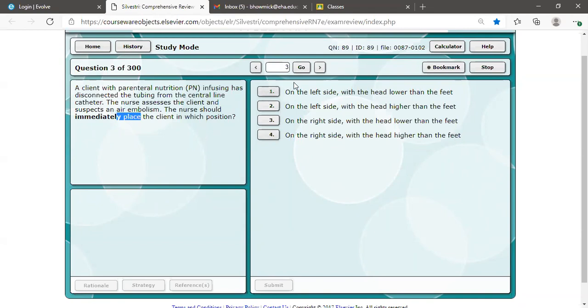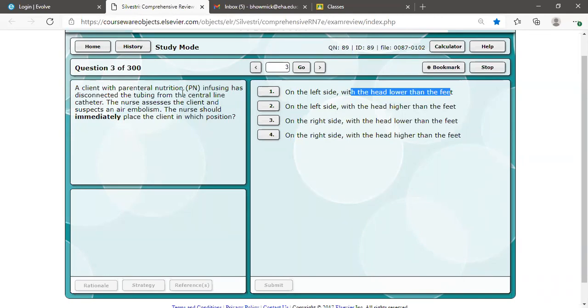So there are four options. On the left side with head lower than the feet. So you see, head lower than the feet, and this is called the Trendelenburg position. Feet up, head down, so that the air is trapped. The left side and head higher than the feet. On the right side with the head lower than the feet, or right side with the head higher.